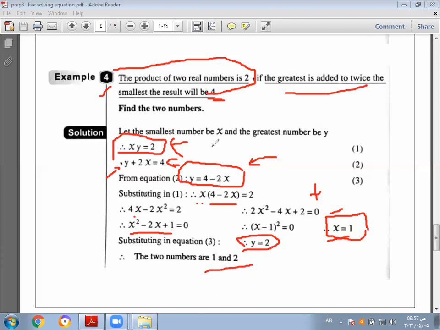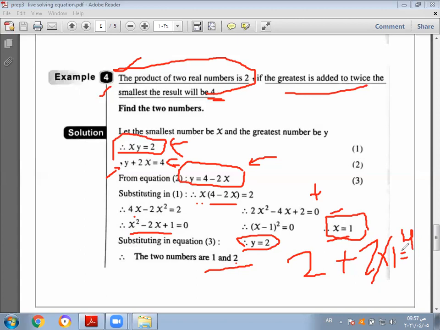We check the answer. The first statement, the product of the two numbers is 2: 1 multiplied by 2 equals 2. It is right. And the other statement, the greatest added to twice the smallest. The greatest here is 2, so 2 plus twice the smallest, 2 times 1. We get 4. Now both equations are right.